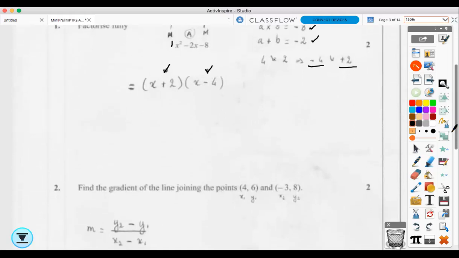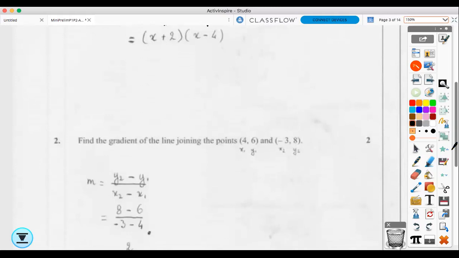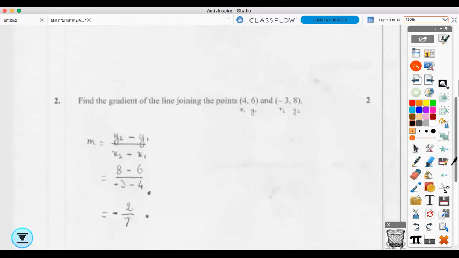The next one was the same as what we did in the starter. You needed to find x1, y1, x2, y2 to give the gradient. And the answer, most of you as well got this. If y2 was 8 and y1 was 6, which is what most of the people did, you had 8 minus 6, and then negative 3 minus 4, which is negative 7. Okay, so I gave everyone the mark when they wrote it as 2 divided by negative 7.